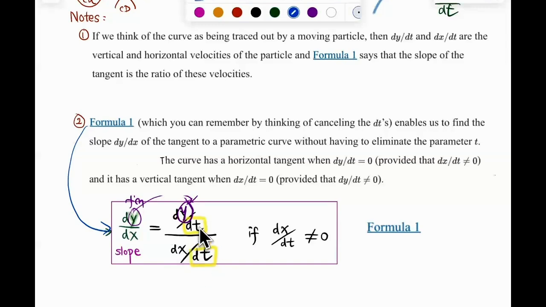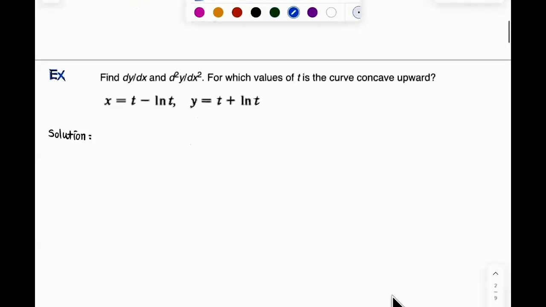Now, if you're looking at this, what happens if the curve has a horizontal tangent? Horizontal tangent, what will be the slope of the tangent? It will be 0. Then the numerator will be equal to 0, and the denominator is not equal to 0, right? And what about if it's a vertical tangent? The slope will be undefined. Then you will have the denominator equal to 0, and the numerator does not equal to 0. It's better that we see some examples so we can understand this a little bit better.